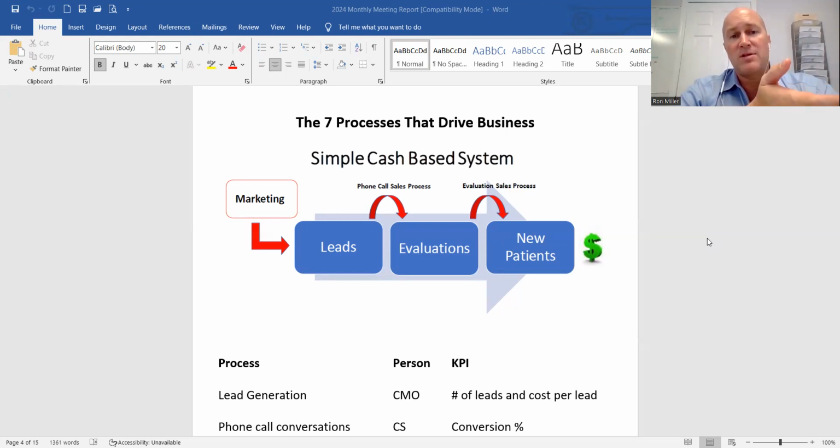I wanted to share this with you as a bonus to get you to start thinking like a CEO and a business owner a little bit and get out of the PT mold. So again, this goes back to the simple cash-based system. Marketing produces leads. Leads turn into evals through the phone call process. Evals turn into new patients with the eval sales process. Simple system ready to go.